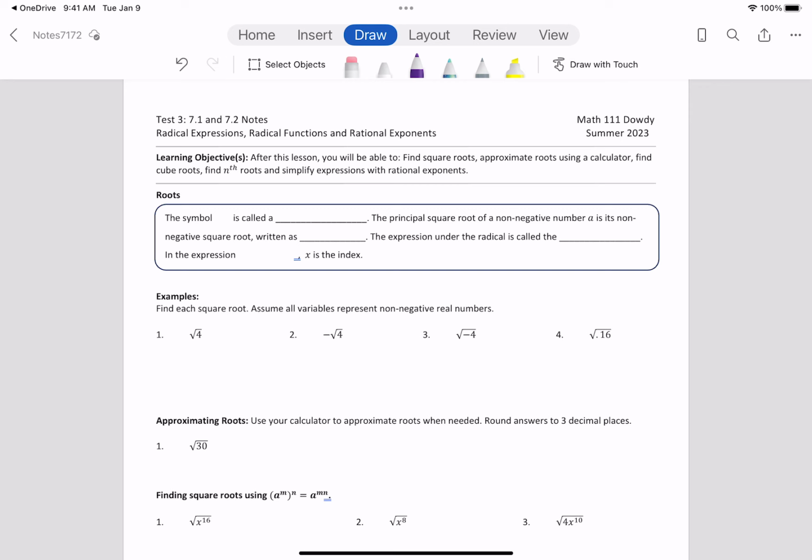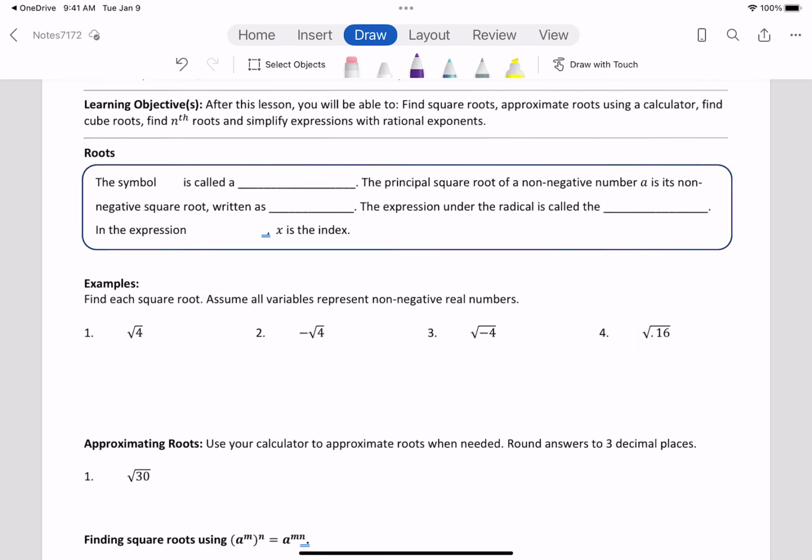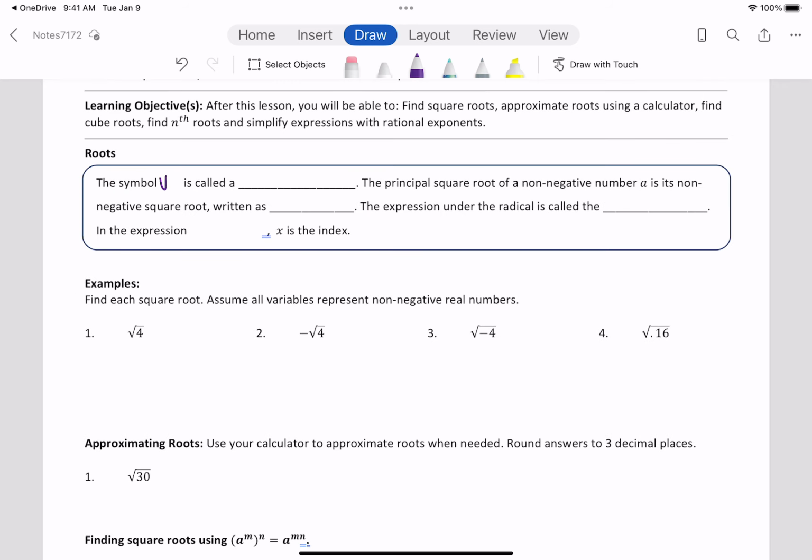So for test 3, we're going to start looking at material from chapter 7, and the first of it is radical expressions, radical functions, and rational exponents. So a little bit of terminology. We're going to see this symbol a lot. This is called a radical.